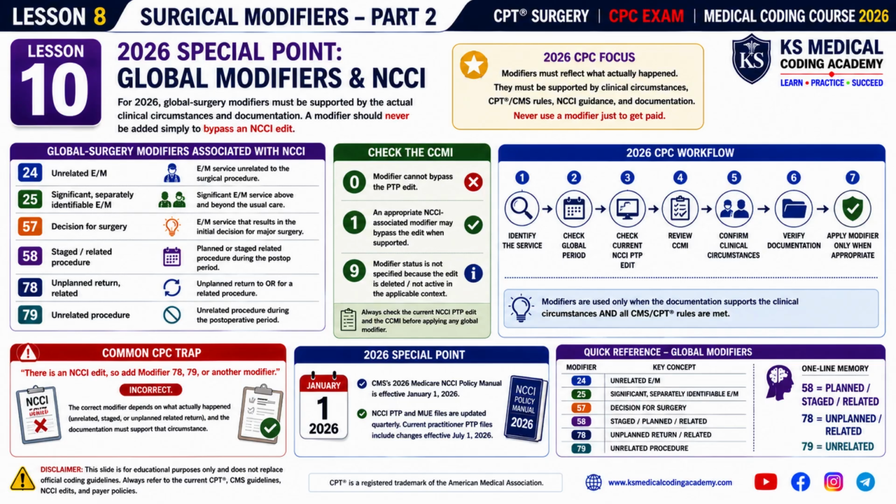Your 2026 CPC workflow is: identify the service, check the global period, check the current NCCI PTP edit, review CCMI, confirm clinical circumstances, verify documentation, apply the modifier only when appropriate. Remember this one-line rule: global modifier plus NCCI equals check the edit, check the CCMI, check the documentation. And most importantly, never use a modifier simply to obtain payment. Always verify the current CPT, CMS, NCCI, and payer-specific requirements before reporting a modifier.